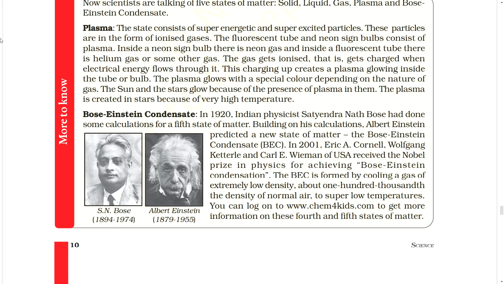The BEC is formed by cooling a gas of extremely low density, about one hundred-thousandth the density of normal air, to super low temperature. You can log on to www.chem4kids.com to get more information on the fourth and fifth states of matter. S. N. Bose, 1894 to 1974. Albert Einstein, 1879 to 1955.